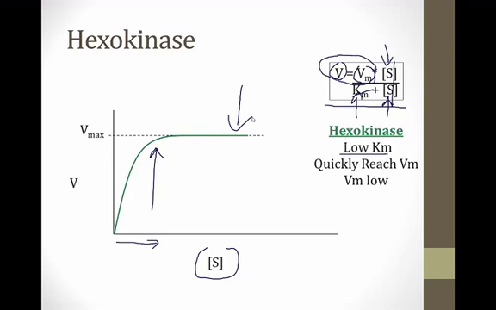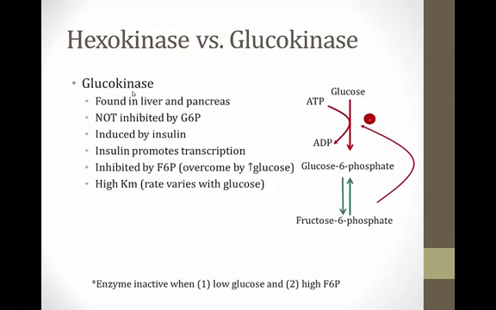Now, another feature of hexokinase, which is not readily obvious on this slide, is that it has a relatively low Vmax compared to glucokinase. In a minute, I'll show you a comparison of the two reactions, but this maximum velocity, maximum speed of the conversion of glucose to glucose 6-phosphate is lower than it is for glucokinase. Now let's talk about glucokinase.